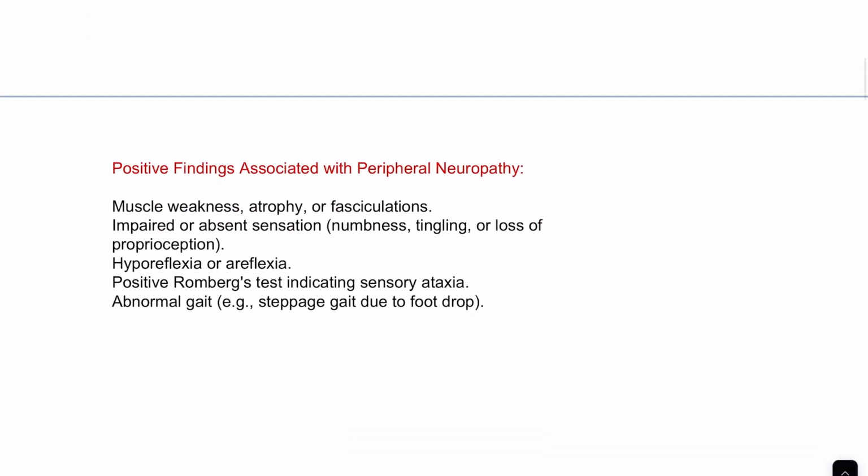So what are the positive findings associated with peripheral neuropathy? We may have muscle weakness, atrophy or fasciculations, maybe some impairment of sensation like numbness, tingling, or loss of proprioception, maybe hyporeflexia or areflexia, a positive Romberg test indicating sensory ataxia, and abnormal gait, for example, high steppage gait due to foot drop. Any of these findings can be there in a peripheral neuropathy case.